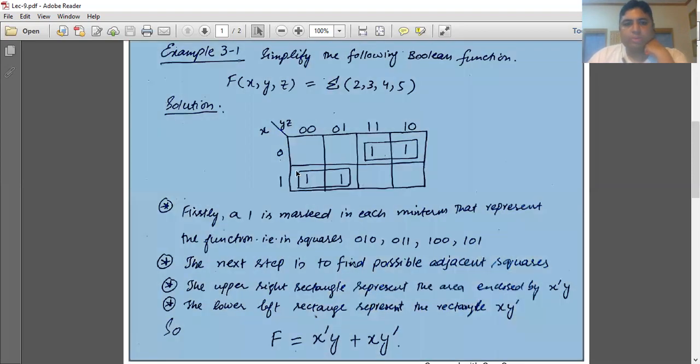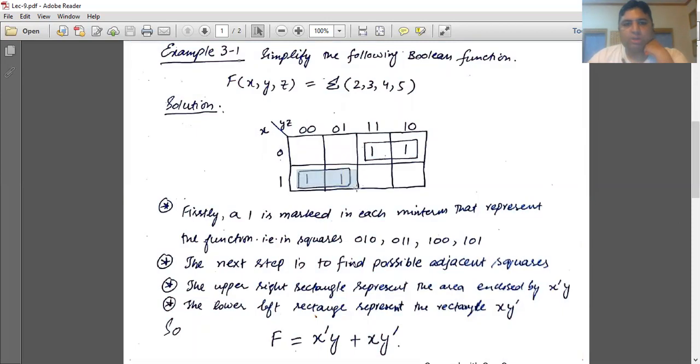In the other adjacent pair, these two ones are adjacent. So again, we will see which variable is changing in these two squares. If you look on top, this is y equal to 0, z equal to 0, and this is y equal to 0, z equal to 1. So which variable is changing? Again, z is changing from 0 to 1, but the function remains the same in both squares.